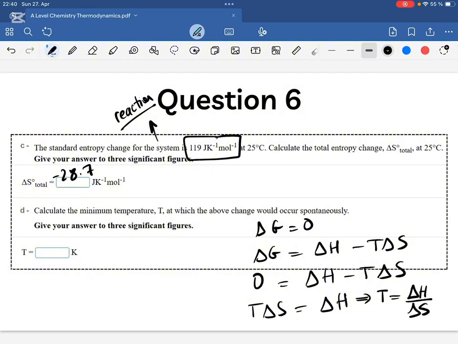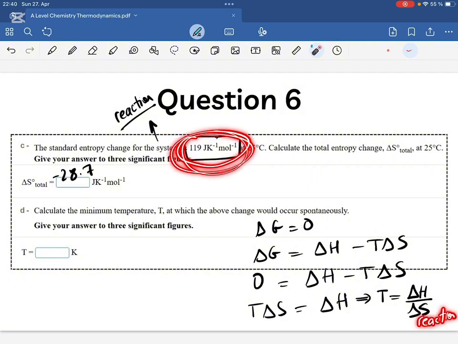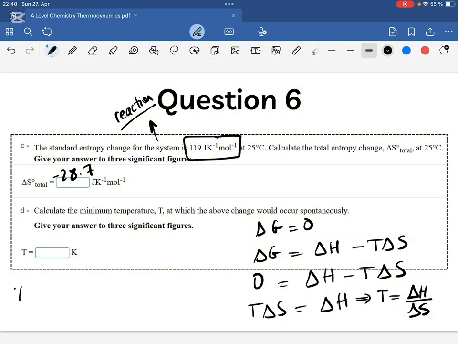Now, something that students can make a mistake in is that they might use a different delta S. And the delta S you need to use over here is the delta S of the reaction, which is this one only. You're not going to use the delta S total that you calculated over here. You're going to use this delta S, the delta S of the system.